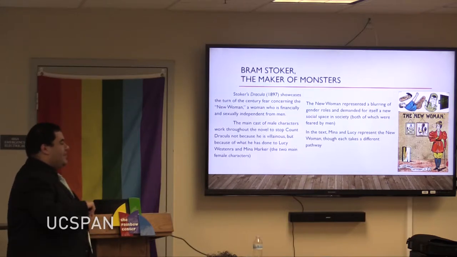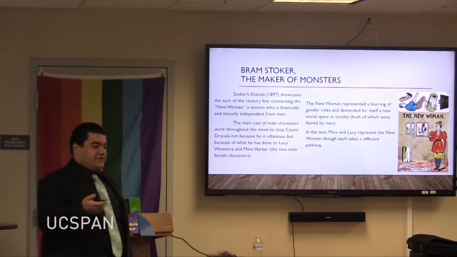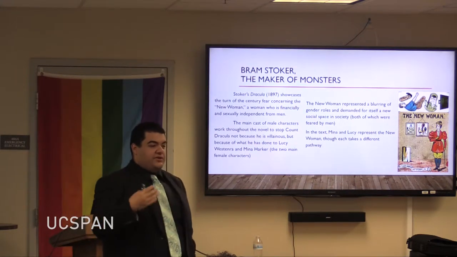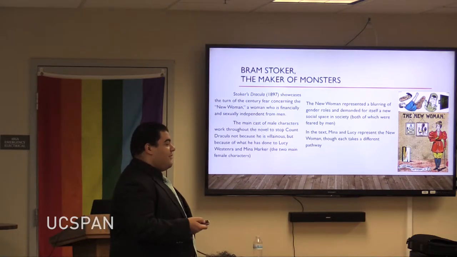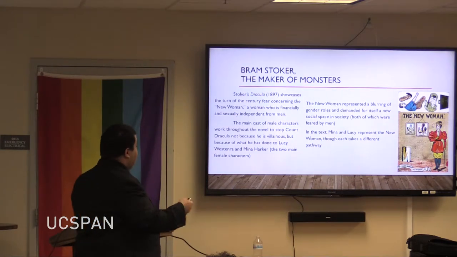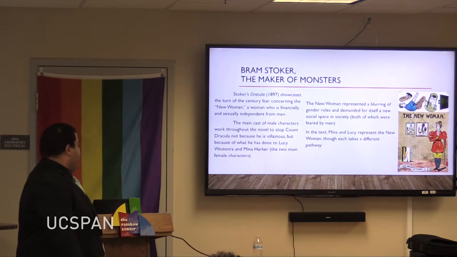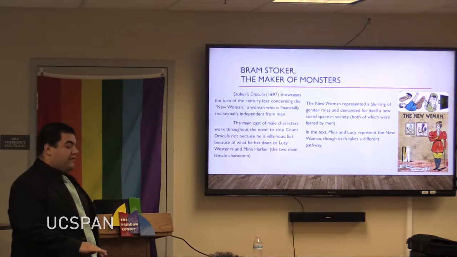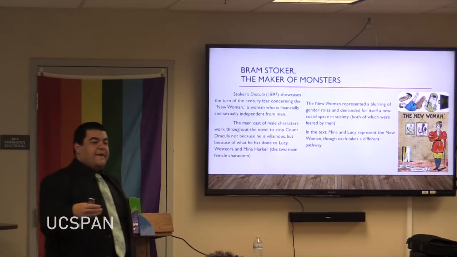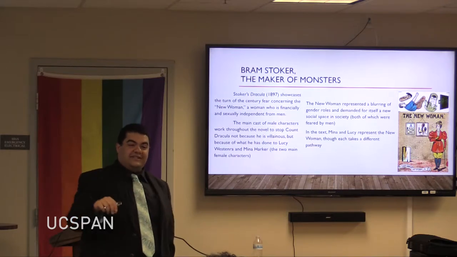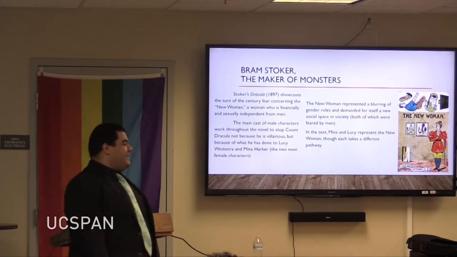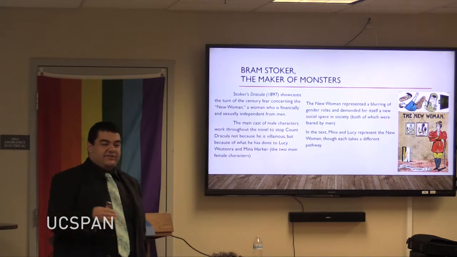But Stoker talks a lot about the new woman. For those of you who have never read Dracula, you have Lucy Westenra and Mina Harker, who are the two main female characters. They're both two different types of new women. The main cast of characters work to stop Count Dracula, and Lucy and Mina provide assistance. Mina is married to a male, Jonathan Harker, who's the main character. And so her identity is fixed in relation to men. She's very obedient. She's secretarial, so she has that training that women were acquiring at the time. But she's obedient, so she never presses too far out of her bounds.